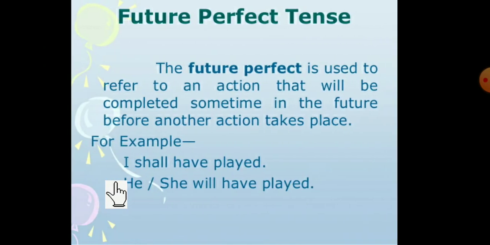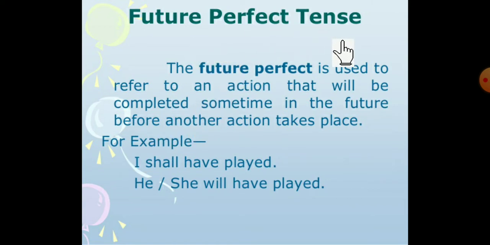Now future perfect tense. Why do we use the future perfect tense? The future perfect is used to refer to an action that will be completed sometime in the future before another action takes place. For showing that we use future perfect tense. So what is the formula of that? Future perfect tense: subject plus shall or will.